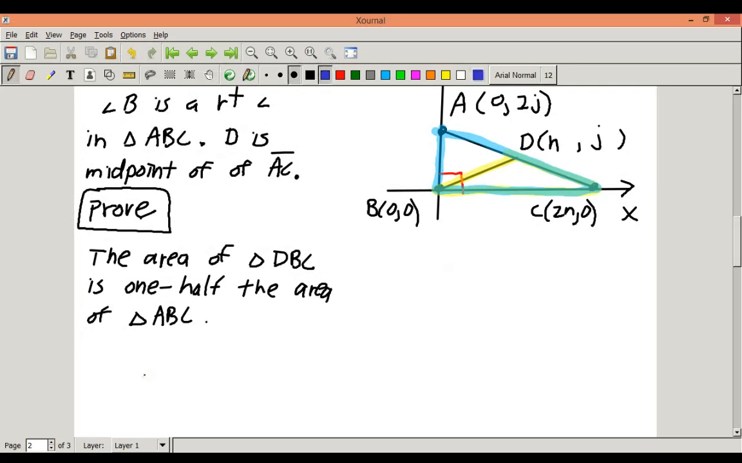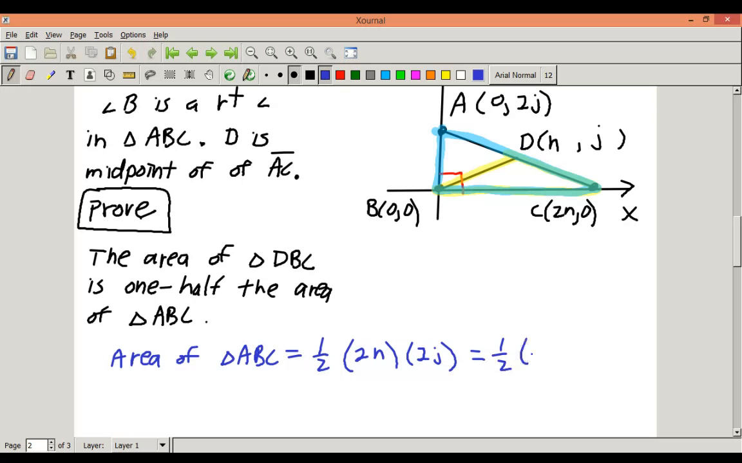So let's calculate, first of all, the area of triangle ABC. And again, it's 1/2 times base times height. So the base this time is going to be 2n, and the height is going to be 2j. Okay, so it's going to be 1/2 of 4nj, which is 2nj.